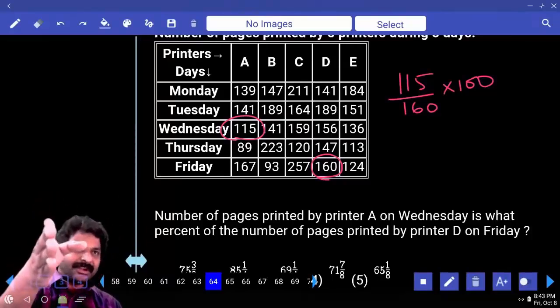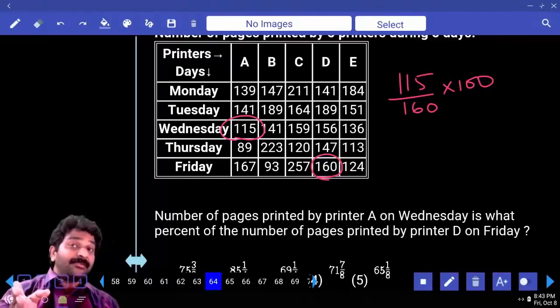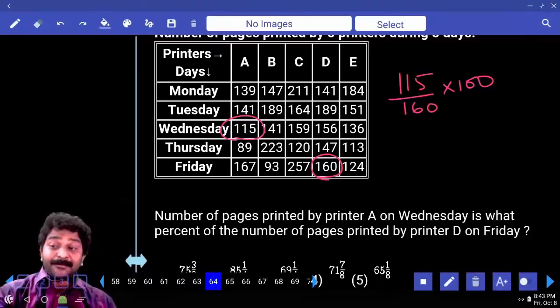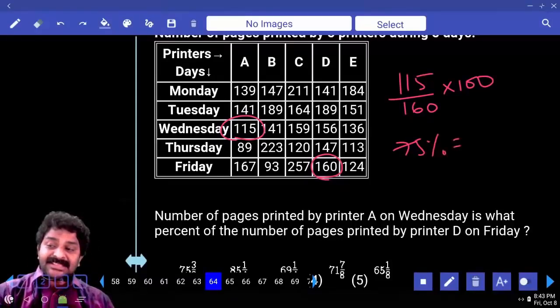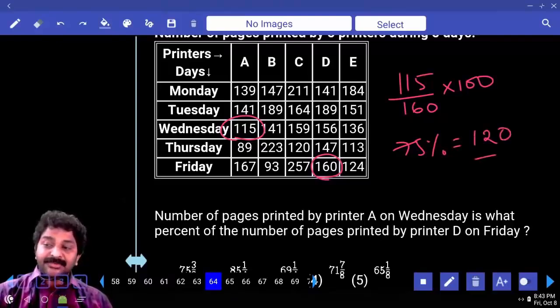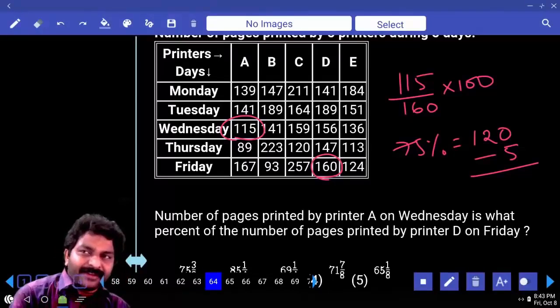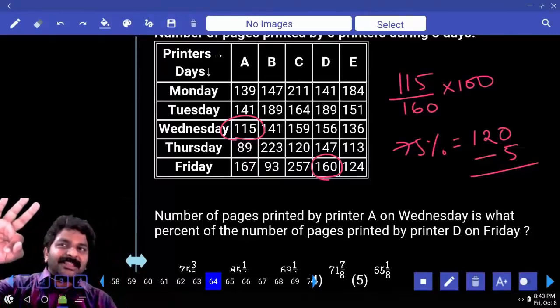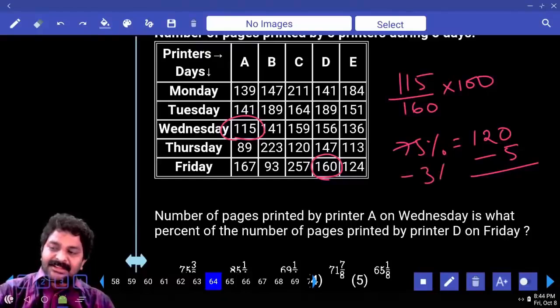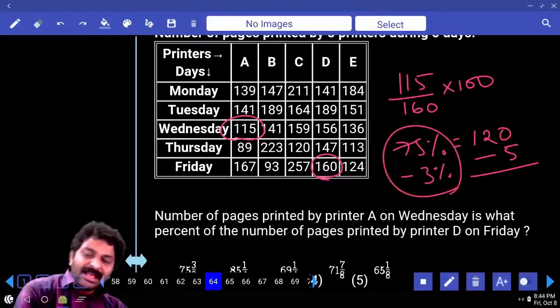Half plus half, that's what we did. Am I right? To get 120, what did we do? Half plus half. How much is that? 75% is equal to 120. How much we have to subtract? What is 1% of denominator? 1.6. So how much we have to subtract now? 5. That means 1.6 approximately 3 times only. If you subtract 3% from 72%, answer should be close to 72. How many options are there? Fourth option close to 72. Final answer.